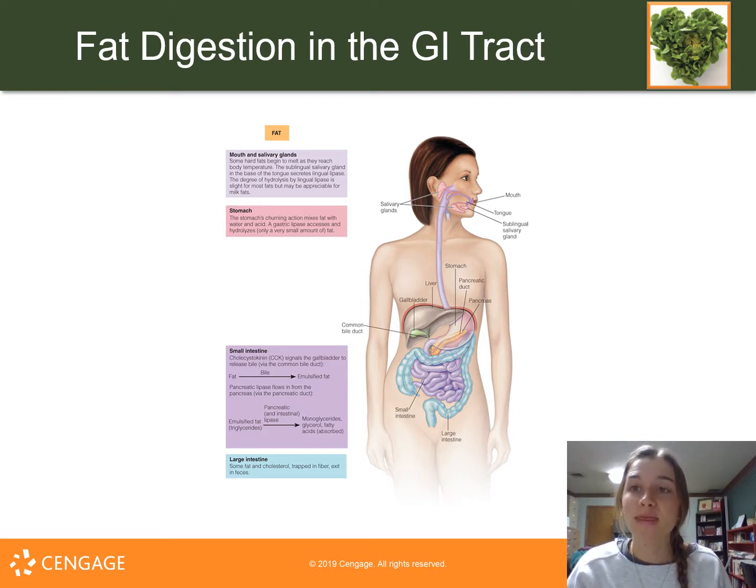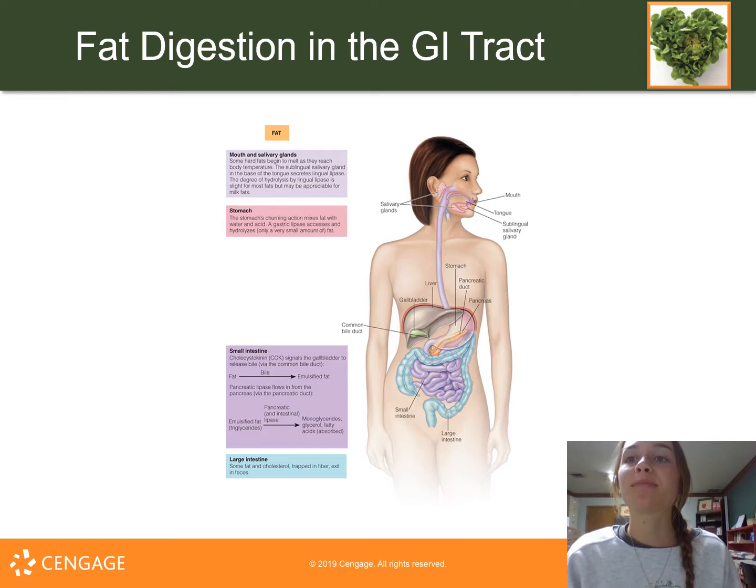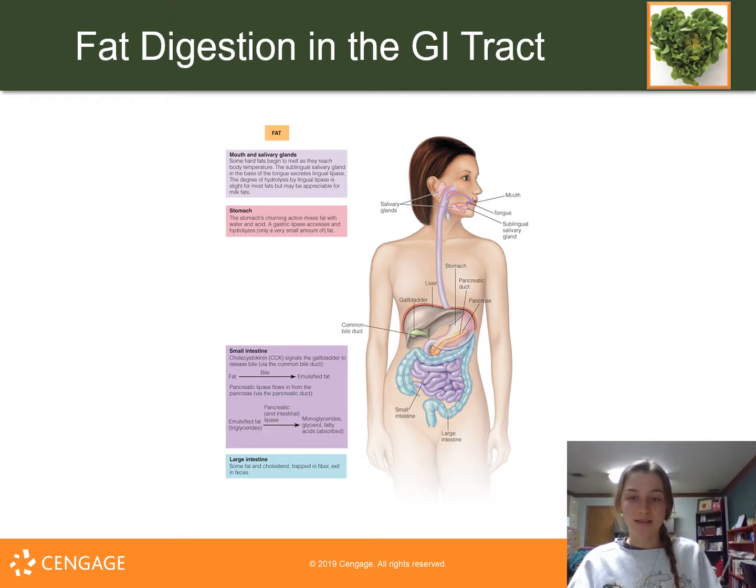This is going to begin with the CCK, that's the hormone that signals the gallbladder to release bile. And then bile will come through the bile duct into the small intestine. And that bile is important for emulsifying the fats with the digestive enzymes. The pancreas produces the digestive enzyme lipase, and that flows in from the pancreas through the pancreatic duct. And then those emulsified fats mix with the pancreatic and intestinal lipases and break down into the monoglycerides, glycerol, fatty acids, which can then be absorbed by the small intestine.